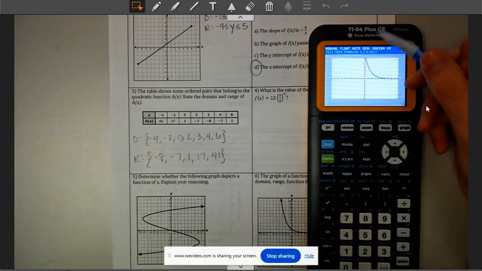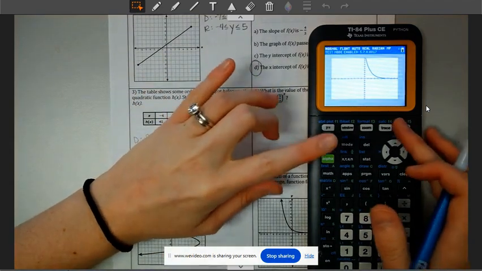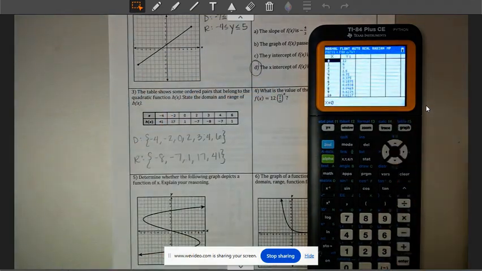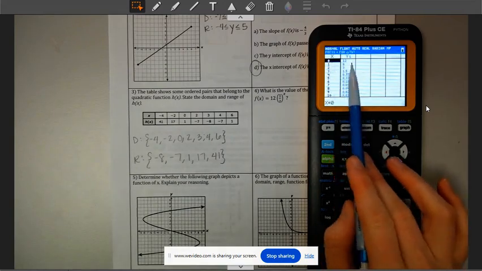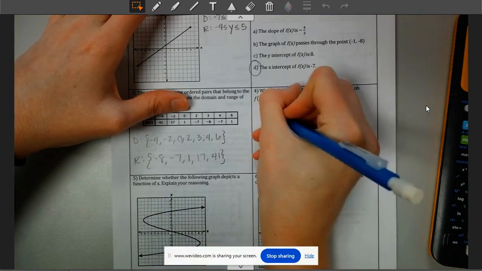Okay, well, it's off my graph. I can't quite see it, so I'm going to look at the table. To look at the table, we're going to do second graph. Remember, the y-intercept was when x is 0. Well, when x is 0, y is 12. So the y-intercept here is 12.